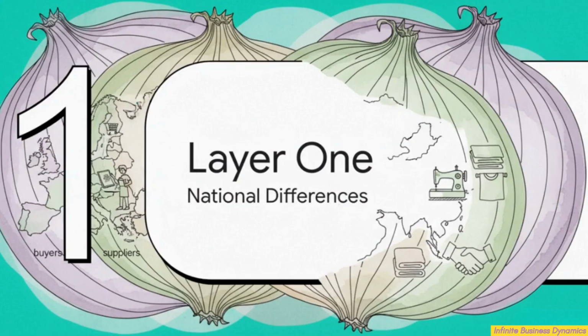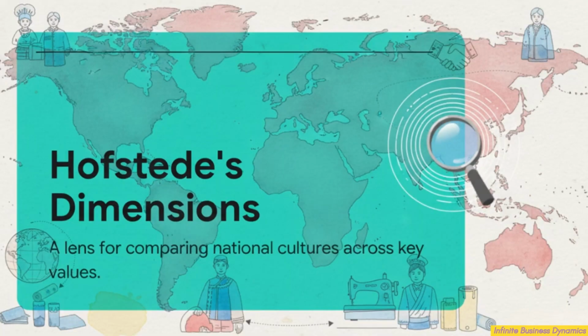All right, so to really get our heads around this, we've got to peel back the layers of this cultural onion. And we're going to start with the very first and maybe the biggest layer, just the straight-up national differences between the places where the buyers and the suppliers live and work. And to help us do that, we're going to use this really cool tool called Hofstede's Cultural Dimensions. Now, stick with me here. It's basically like a set of X-ray glasses for culture. It helps us see past all the surface-level stuff and get right to the core values that make people tick differently, especially when it comes to business.